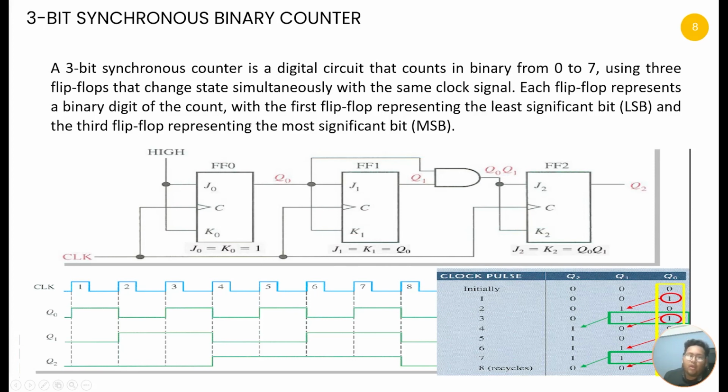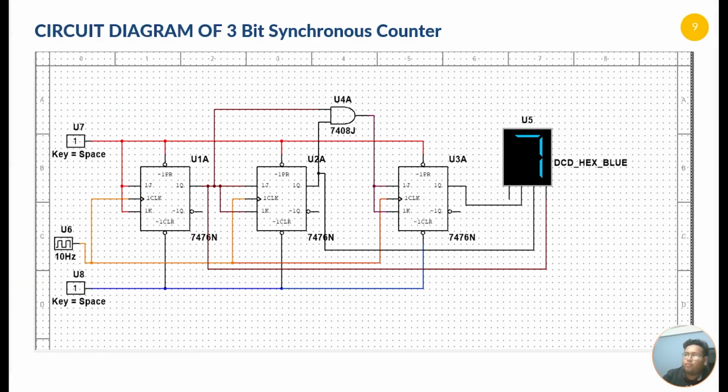Let me show you our circuit diagram for the project. I have already explained the 3-bit synchronous counter, and we have done the same thing here. There are 3 flip-flops, and we have also connected a digital display for showing the results 0, 1, 2, to 7.